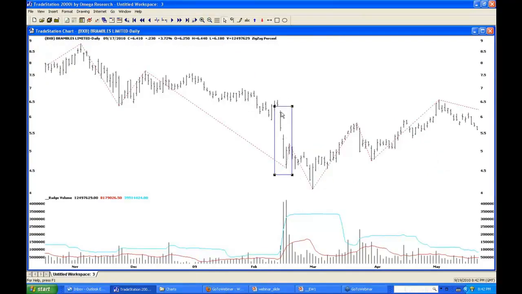Brambles off this high. 1, 2, 3, 4, 5. Not particularly textbook, but look at this. Big blow-off situation right here. Look at that. Big, wide-ranging bars, gaps, a bad news event going on here. Look at this massive volume. People just getting out. And then look what happens.